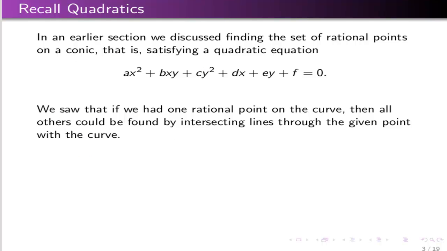Okay, let's recall what we did in an earlier section. If we had a conic section, so some quadratic equation like this, and we had a given rational point on the curve, then we can find all rational points by intersecting a line passing through the given point. Now with cubic curves, this in general is not going to work for us to find all points on the cubic curve, and in fact it doesn't even yield new rational points for most cubic curves. But if we have a singular point, we can use this technique.